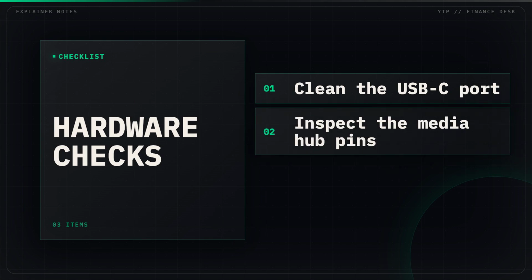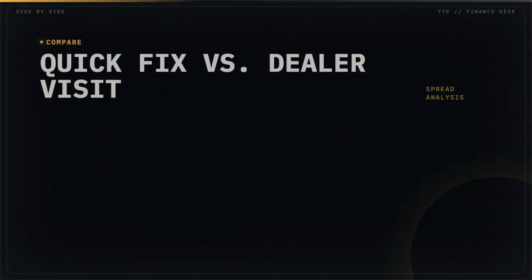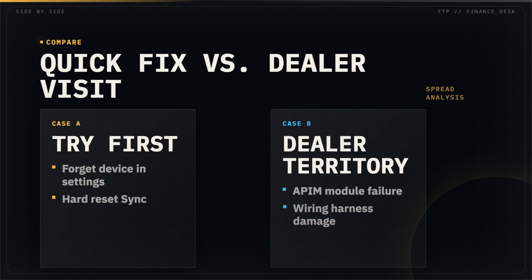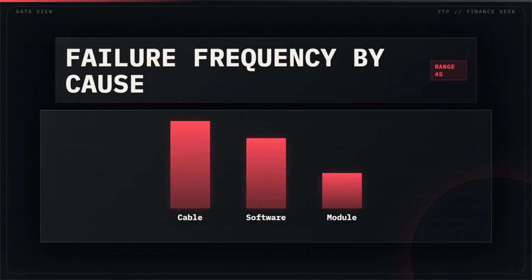Physically inspect your phone's charging port and the vehicle's media hub for lint or bent pins that block data transfer. Try deleting and re-adding your phone before assuming it is a hardware failure requiring a dealership visit. As you can see, faulty cables account for nearly half of all reported connectivity issues in these SUVs.